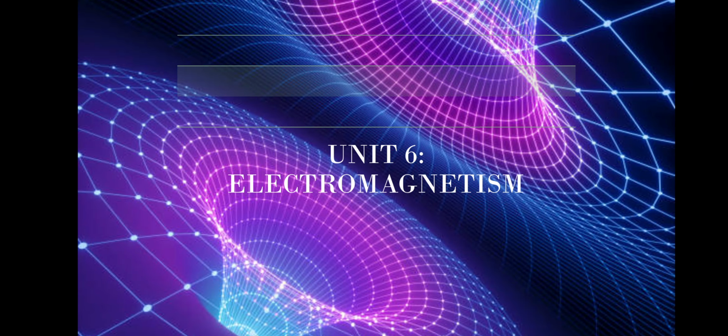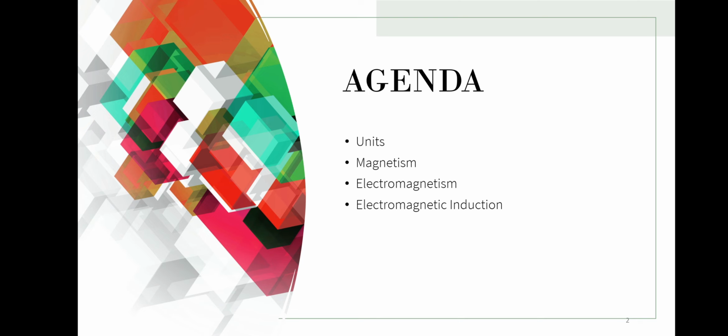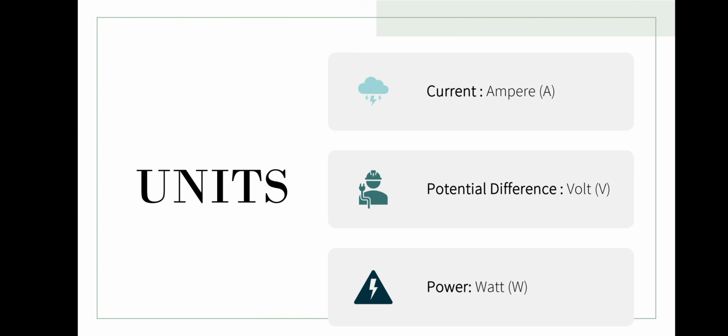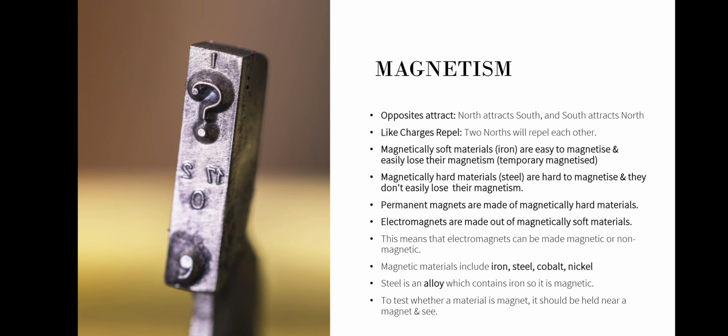Today we are covering another very important topic, unit 6 of physics, which is electromagnetism. So let's start. The agenda for today is units, magnetism, electromagnetism, and lastly electromagnetic induction. Now the units that you need to be familiar with are of current, which is ampere, potential difference, which is volt, and lastly power, which is watt.